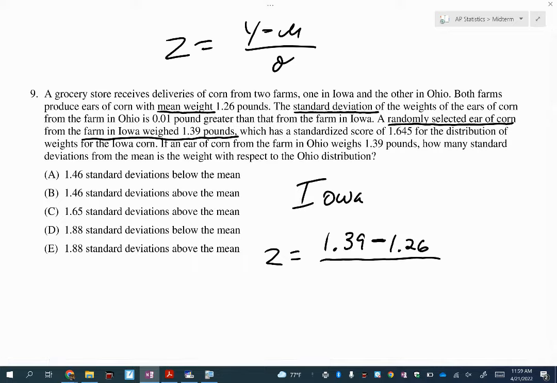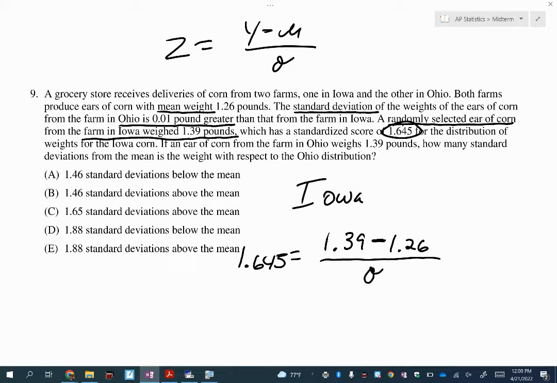Now, it doesn't tell us the standard deviation for Iowa. It says something later about the difference between the Ohio and the Iowa farms, 0.01 pounds greater, but it doesn't say what it is for Iowa. But it does tell us that this ear of corn has a z-score of 1.645. See how it says a standardized score? So can I solve for my standard deviation? Yes. If you create an equation with one unknown, you can solve for it. Let's do that now.